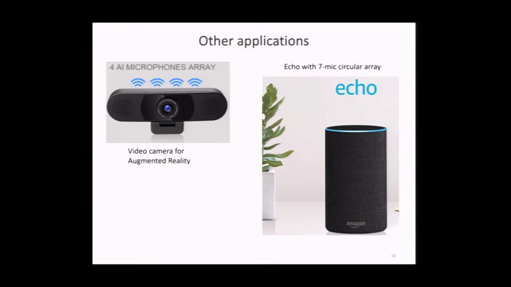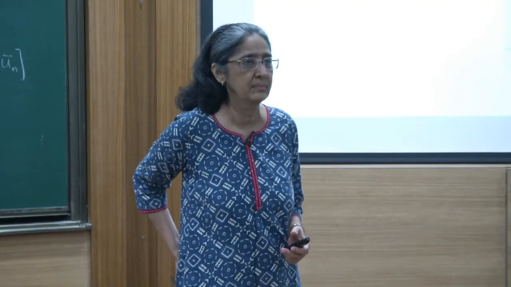Other applications, of course, you know about these devices now, like the Google device and the Amazon Echo. They also do the sensing of the sound. In fact, they use multiple microphones. What is the advantage of multiple microphones over one microphone?